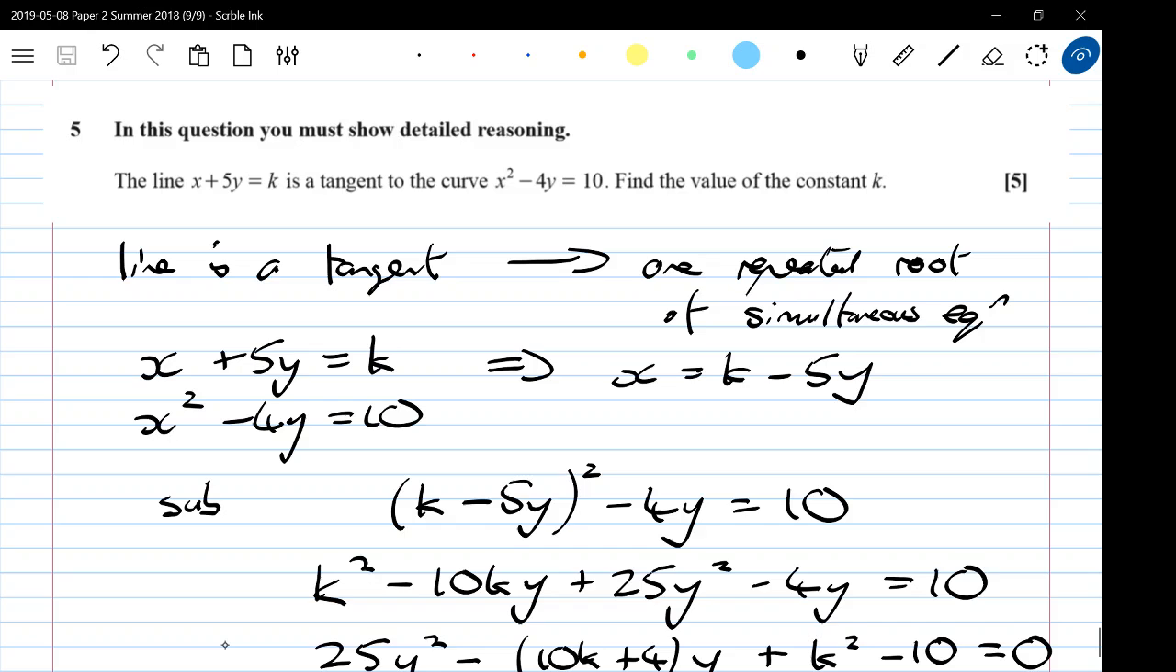So that was another way that you could have done it, and would also have given you the right answer. Is that all right? And that's maths.